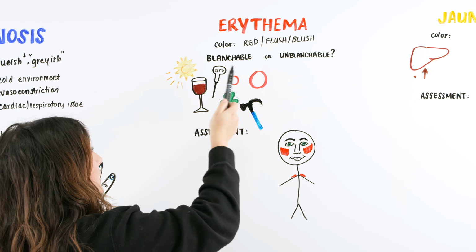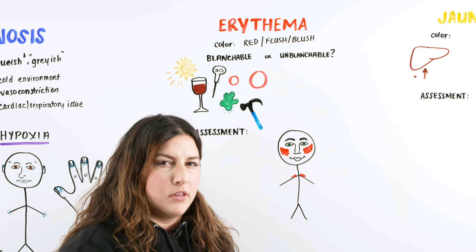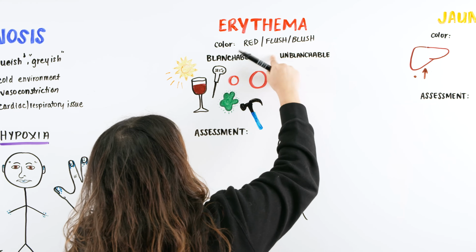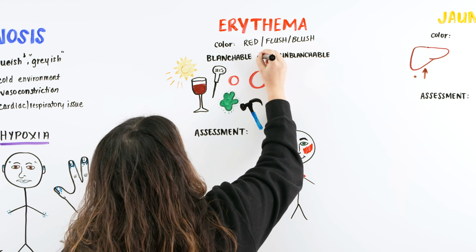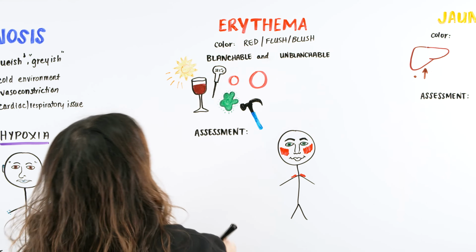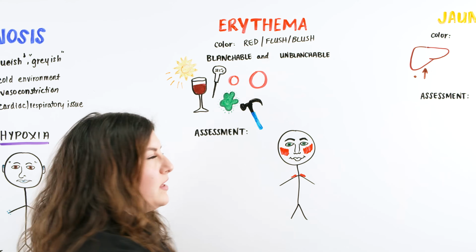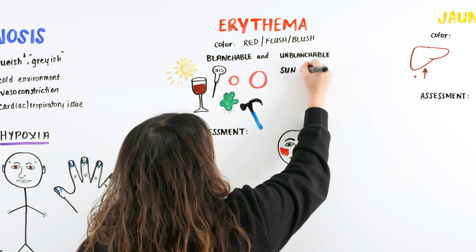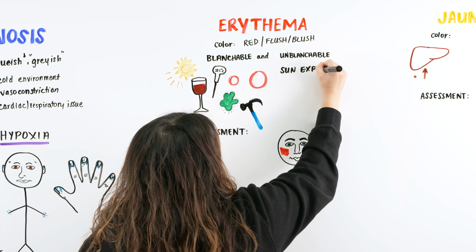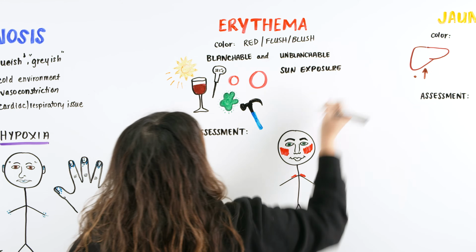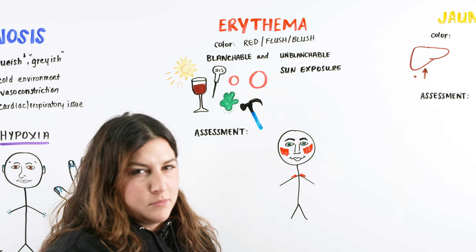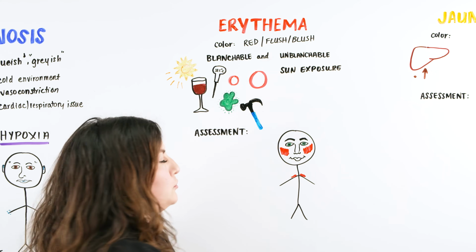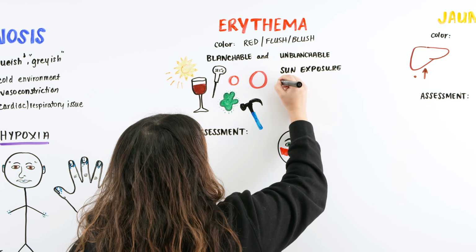And a question for you, is it blanchable or unblanchable if you have erythema? It's a trick question. It can actually be both. You can have erythema that's blanchable and unblanchable, okay? But what are some of the causes or the risk factors that we're looking for? Well, one of them is easily sunburn. So if we have a patient that has a lot of sun exposure, we can have redness to the skin. Alcohol consumption. So if you have seen anybody consume alcohol and they start getting really red cheeks, really flush or blush cheeks, that can also be a cause.